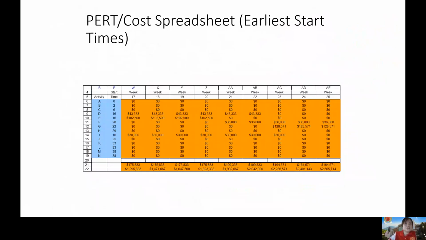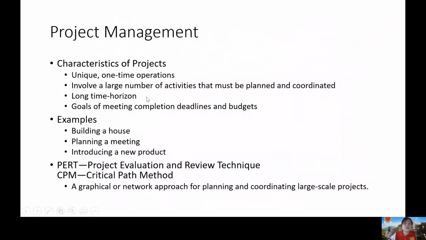So, again, this is project management. Characteristics of project, unique, one-time operations, involves large number of activities, long-time horizon. Examples are building a house, planning a meeting, introducing a new project. Okay? So, PERT CPM is a graphical or network approach for planning and coordinating large-scale projects.